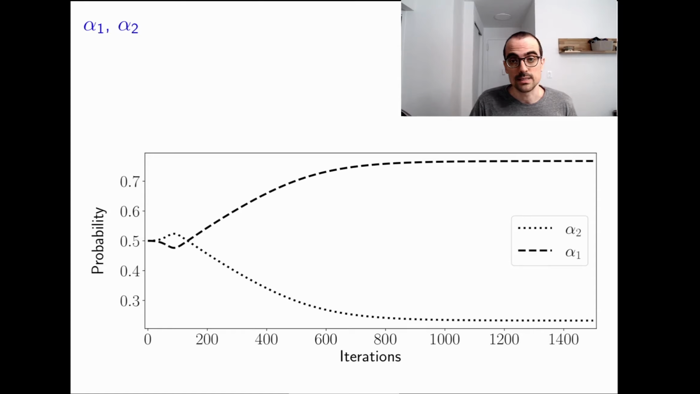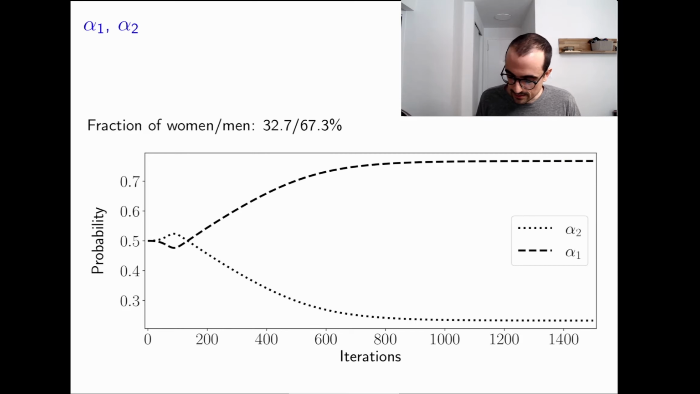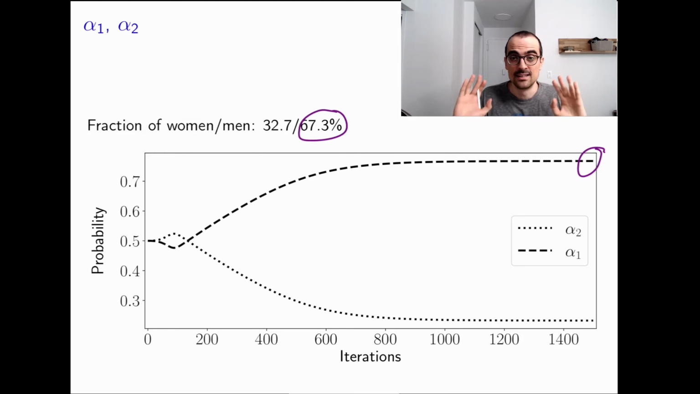Let's take a look at the estimates for the fraction of points in each of the classes. We see that they end up at a little bit more than 70%. It's interesting to compare this to the true values. In this very special case, we actually know that men and women are a reasonable way of clustering this data. And what we see is that the fraction of men is 67%, and here we converge to a little bit more than 70%. So it's actually pretty close. And again, the algorithm knows nothing about men and women.